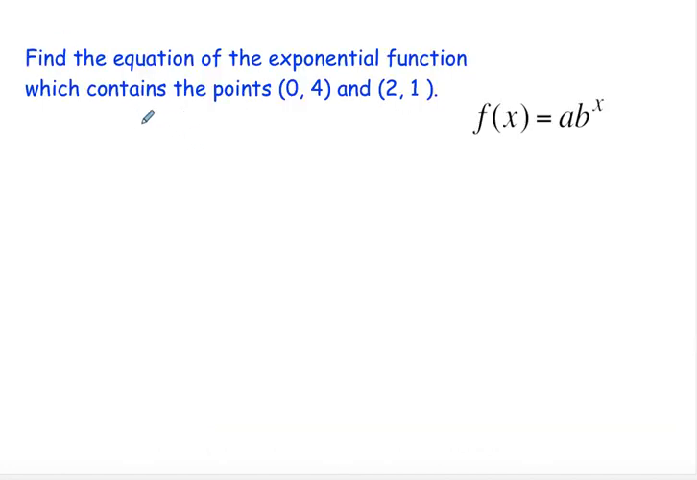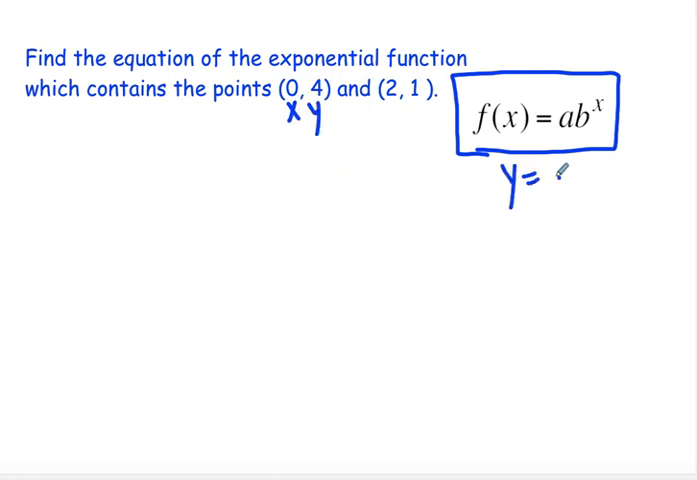Okay, this is something that we haven't talked about yet. This is your general form of an exponential function. We are going to find an equation for an exponential function that contains these 2 points, (0, 4) and (2, 1). Let's start with this point. Instead of f of x, I can write y. We can plug a 0 in for x and a 4 in for y.